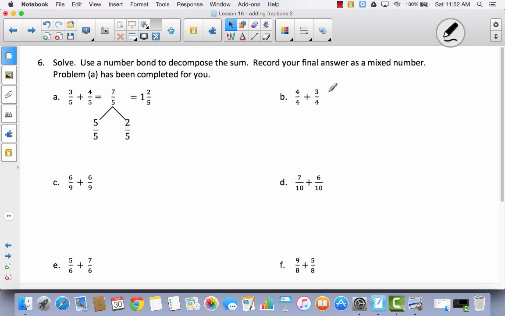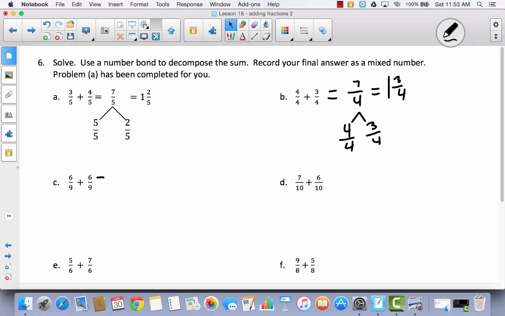So we're going to add these together, and if we get an improper fraction, we're going to convert it into a mixed number. So 4/4 plus 3/4 equals 7/4. Okay, 7/4 is the same as 1 whole, which is 4 out of 4, plus 3 out of 4, which is equal to 1 3/4. Pretty much the same thing that we had right here, isn't it? We could have kind of already seen that this is 1 3/4.